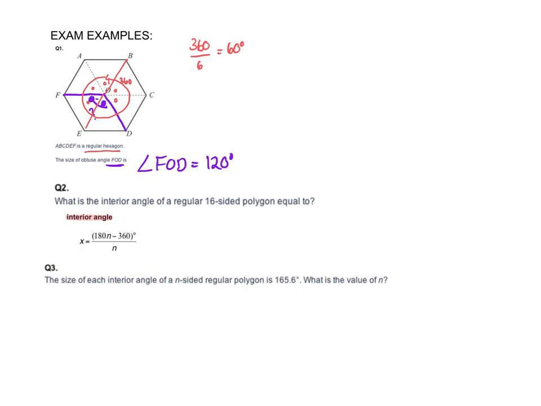Okay. The next question was, what is the interior angle of a 16-sided polygon? So pretty much just need to know that n is 16. I've just copied down the interior formula. So I simply do that on the calculator and get my answer. You guys can work that out.